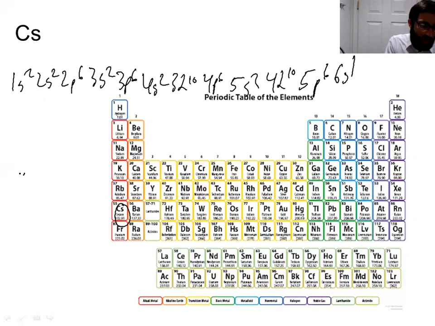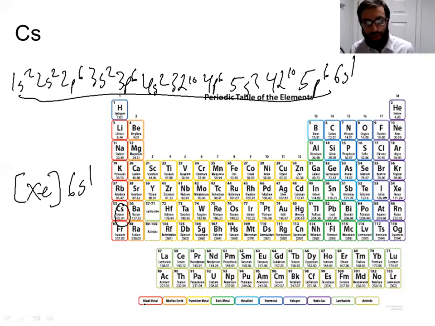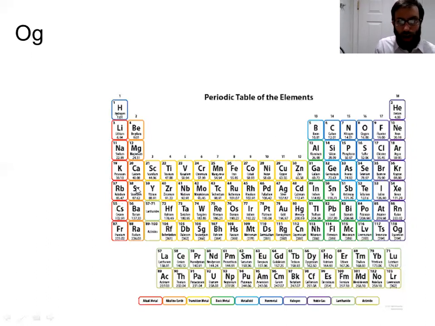Much simpler way is just to go to the nearest noble gas behind it, that's xenon. That gets you all the way up to here, 5p6, right, xenon. And now that's just gonna be bracket xenon, 6s1, done. That's also an acceptable answer. So, you know, multiple choice on the test, either one of those would be correct.